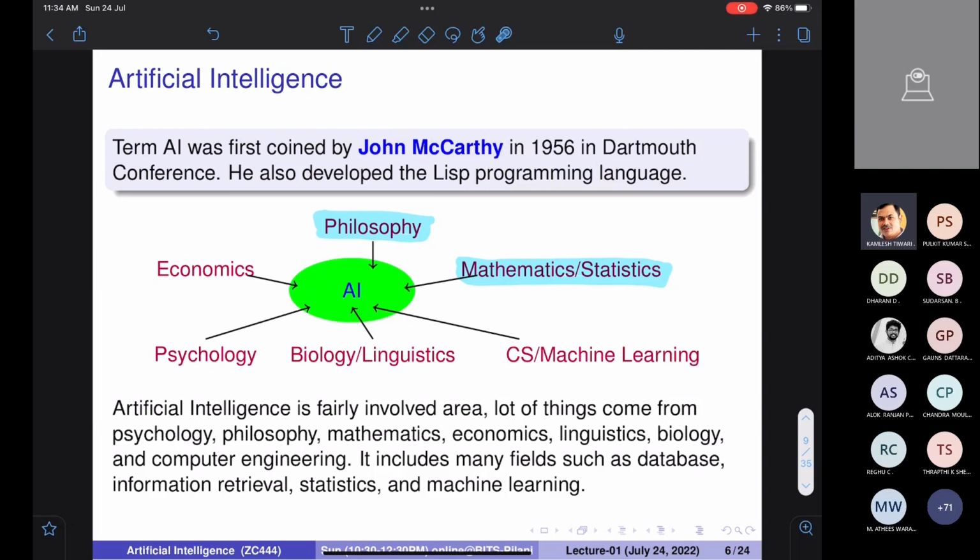Once again, what is the thing that mathematics and statistics bring to AI? Correctness. It should be correct. Make sense? Okay.